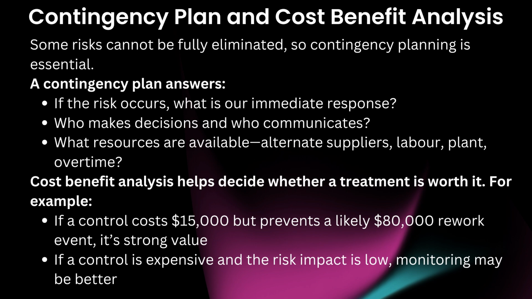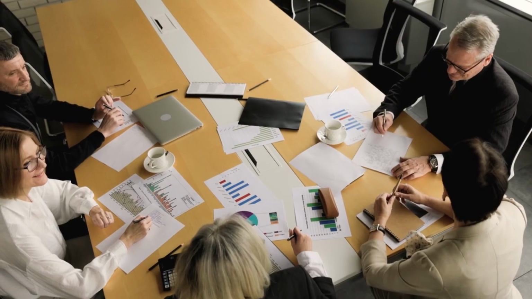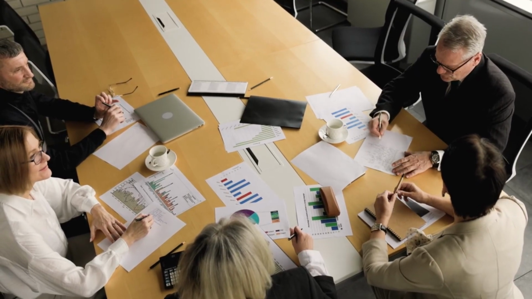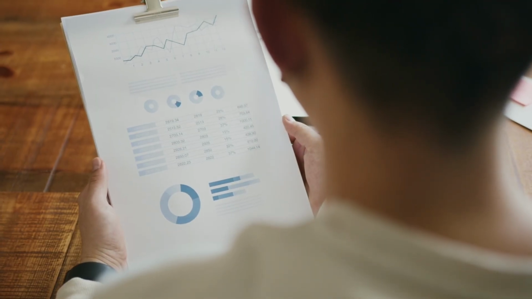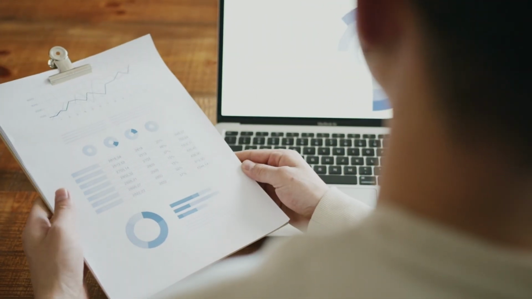Cost-benefit analysis helps decide whether a treatment is worth it. For example, if a control costs $15,000 but prevents a likely $80,000 rework event, it's strong value. If a control is expensive and the risk impact is low, monitoring may be better. The aim is balanced decision-making. Spend effort where it reduces real loss, delay or compliance exposure.